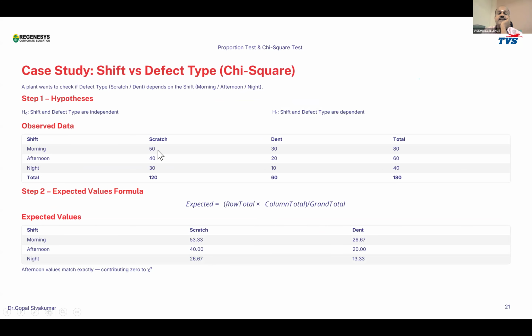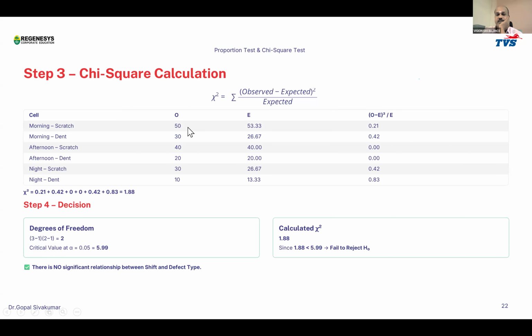Morning scratch observed is how much? 50. But expected is how much? 53.33. In this manner, you now have to create another table. Why? So that you can actually calculate O minus E. What is O minus E? Observed frequency minus expected frequency. So 50 minus 53.33 will be minus 3.33. But according to the formula, we have to square this.